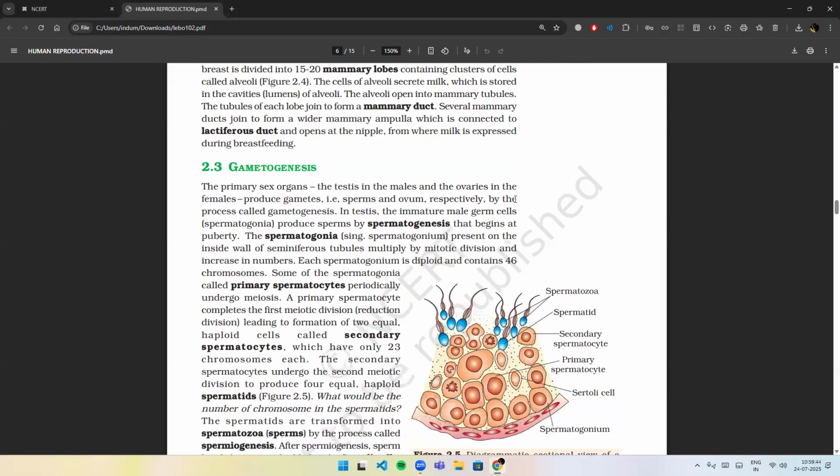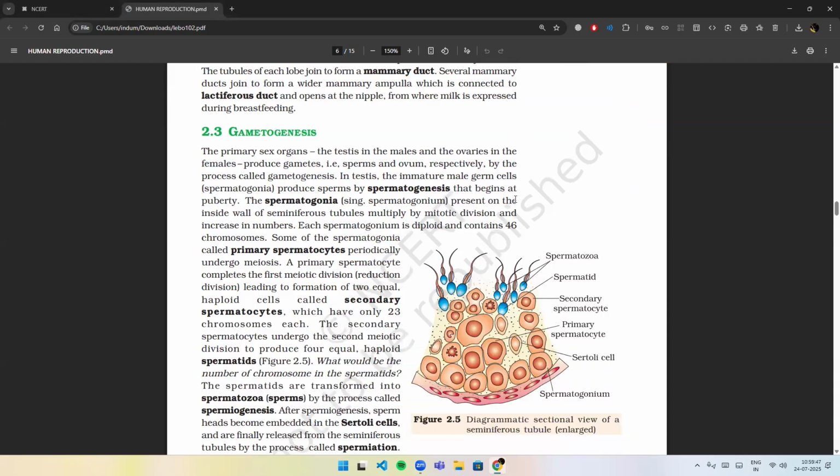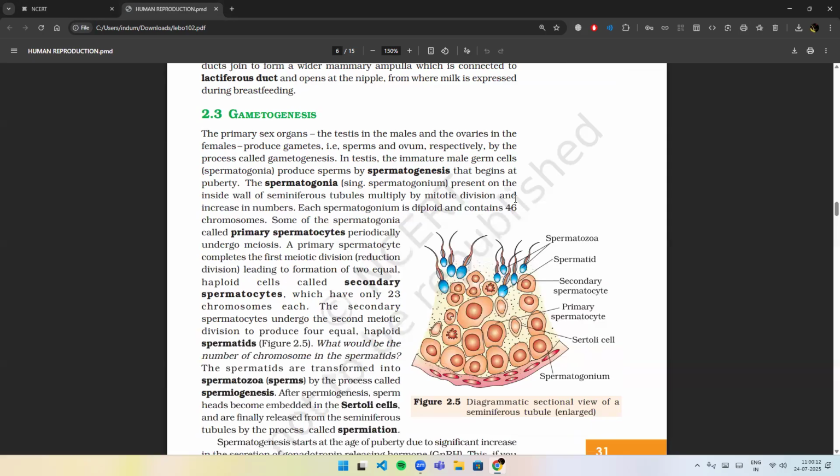Gametogenesis. The primary sex organs, the testes in the males and the ovaries in the females, produce gametes, that is, sperms and ovum, respectively, by the process called gametogenesis. In testes, the immature male germ cells, spermatogonia, produce sperms by spermatogenesis that begins at puberty. The spermatogonia, present on the inside wall of the seminiferous tubules, multiply by mitotic division and increase in numbers.